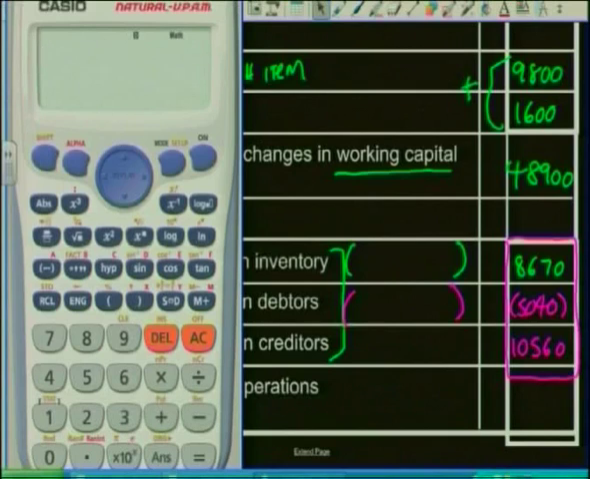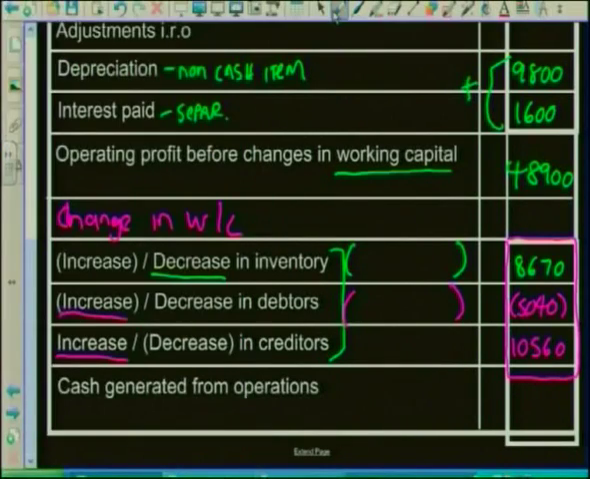Now let's get our calculators out. Let's now do that change. So we had an inflow, 8,670. Then we had an outflow in brackets. I need to subtract 5,040, an inflow again, plus 10,560. So my changes to working capital is an amount of 14,190. So let's fill that in, 14,190. I can now calculate my cash generated from operations.